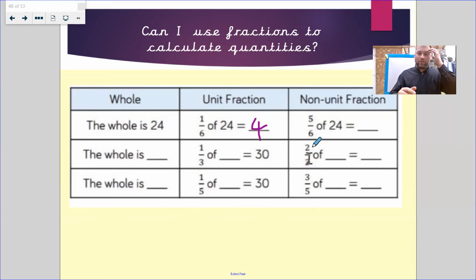A non-unit fraction, we then take our unit fraction and we times it by the numerator of our non-unit fraction. So we're looking for 5/6 of 24. So we times 4 by 5, and that will give us 20.